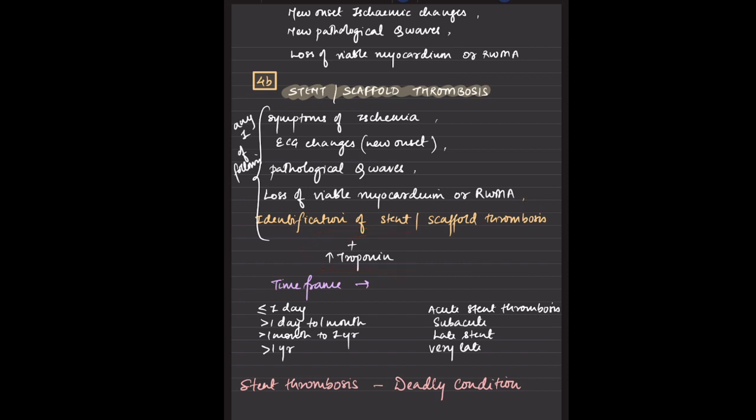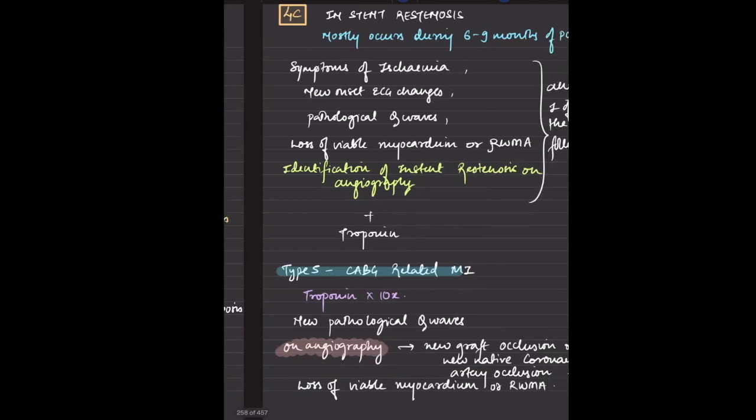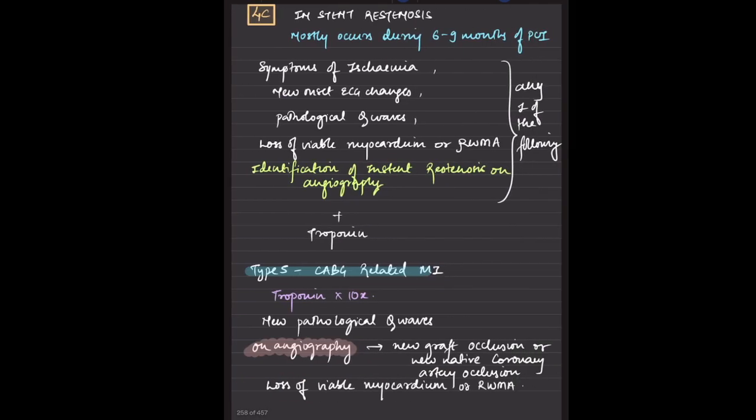So that is this time frame. This time frame suggests that whenever there is less than 1 day, there can be an acute stent thrombosis. 1 day to 1 month subacute, 1 month to 1 year, that is the late stent, and more than 1 year, that is the very late. So stent thrombosis is a deadly condition. Remember this.